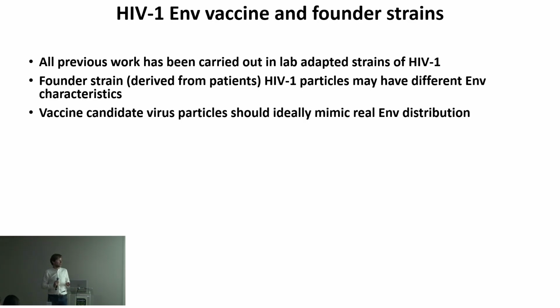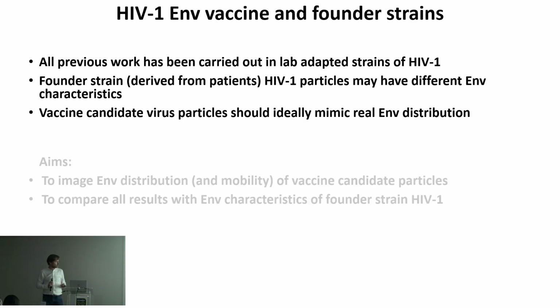And founder strains derived from patients may have different ENV characteristics. This is also important for vaccine candidate particles, because obviously, if you're designing an HIV vaccine based on a virus particle, it is important that it should mimic the ENV distribution of the bona fide virus particle as much as possible.